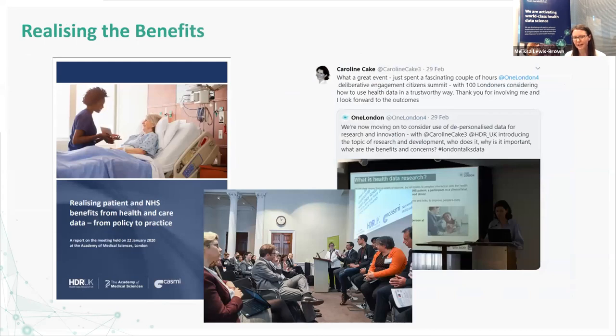Lots of stuff happening in the patient engagement space. Some fantastic reports. One that the HDRUK team can take credit for, working in very close collaboration with the Academy of Medical Sciences and then the CASMI unit when I was at UCL, was published following a workshop in January just last week. So you can read that on the website.